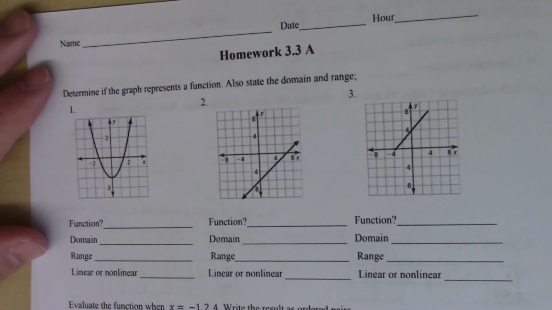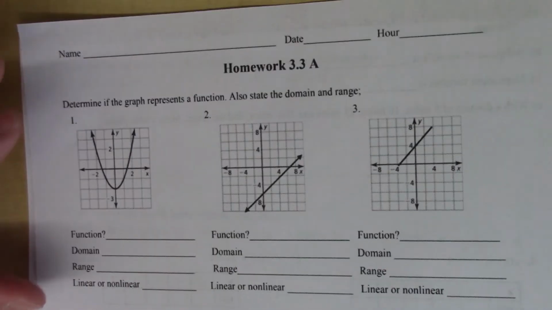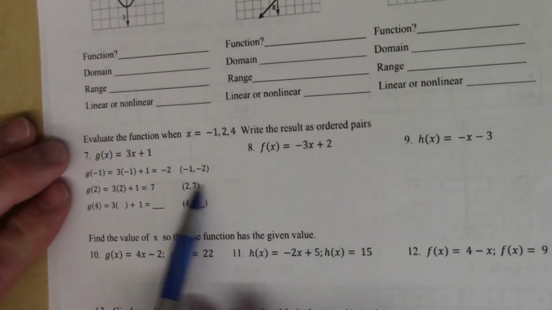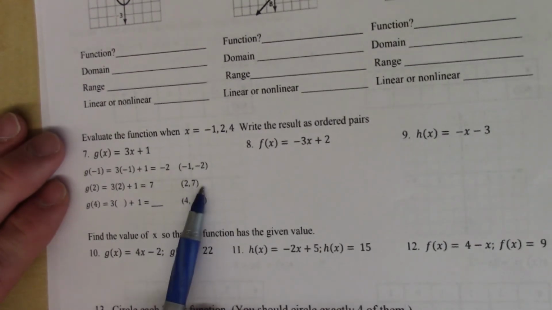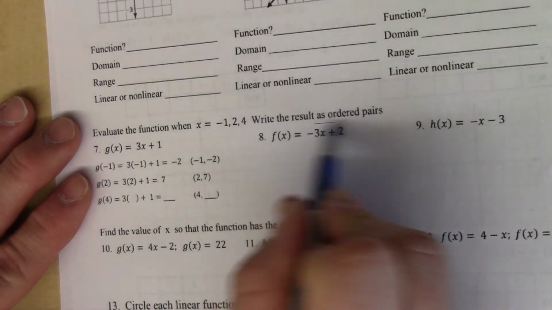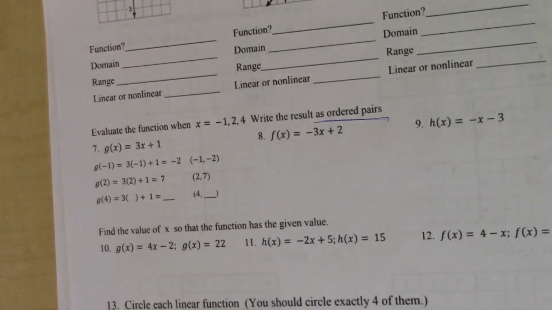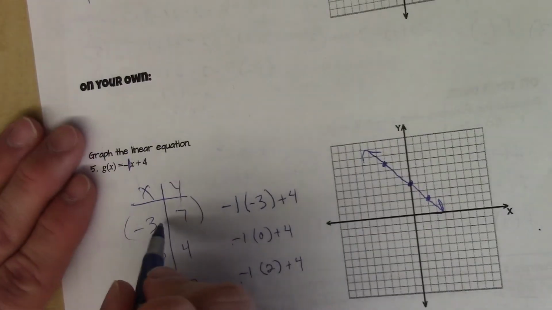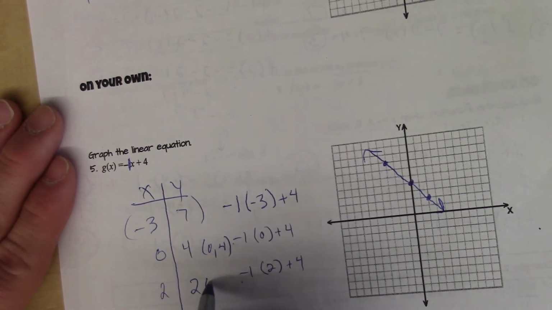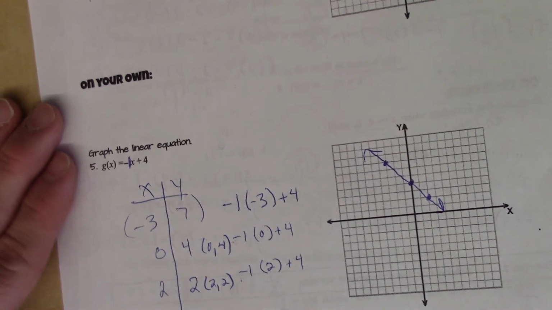So it'll say 3.3a, and you've got some review work up here about how that works. Then you'll see you've got some plugging it in, just like we did here. Look at what this is doing. It's giving us points. It says write the result as ordered pairs, and we talked about that in the notes, right? This is the point -3, 7. This is the point 0, 4. This is the point 2, 2, and so on, okay?